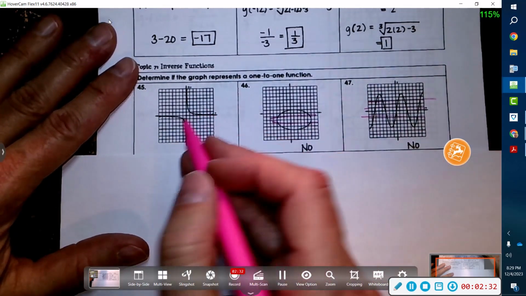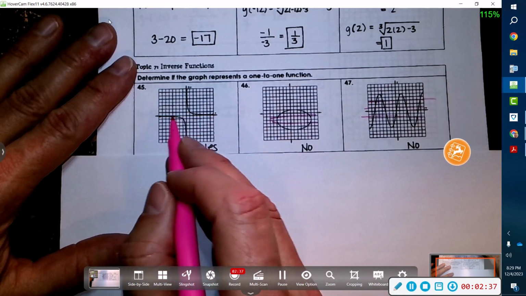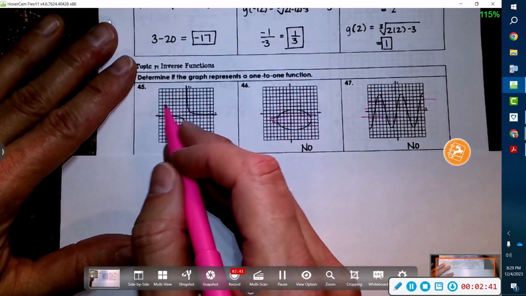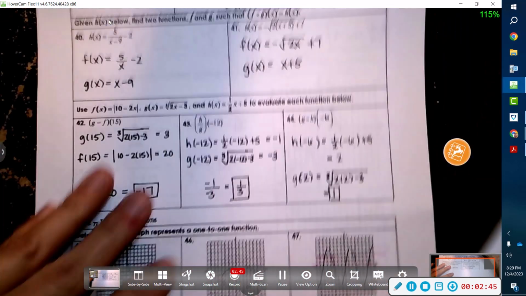Okay, this guy, even if I drew one here, I'm still missing. There's an asymptote there, so I'm not going to actually hit 2 locations. But everywhere else, I'm hitting 1 location. This guy's 1 to 1.